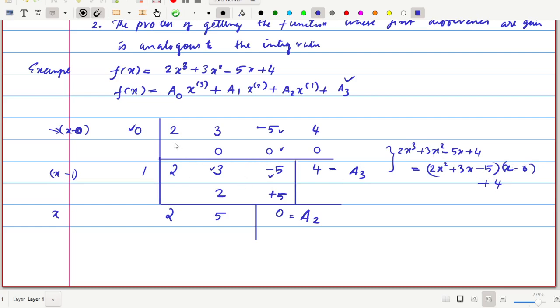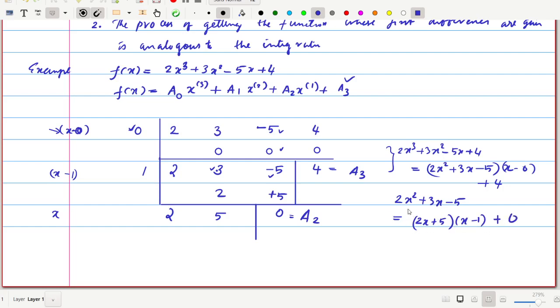Now using the synthetic method of division, you will get a new quotient 2, 3, minus 5. So when you consider that polynomial, 2x square plus 3x minus 5, it represents the coefficients 2, 3, minus 5, and we will divide this polynomial by x minus 1. Then you will get these two numbers 2, 5. What is the meaning of that? You can express 2x square plus 3x minus 5 as (2x plus 5) times (x minus 1) plus 0.